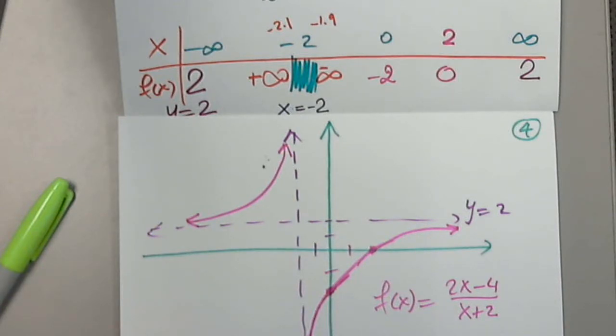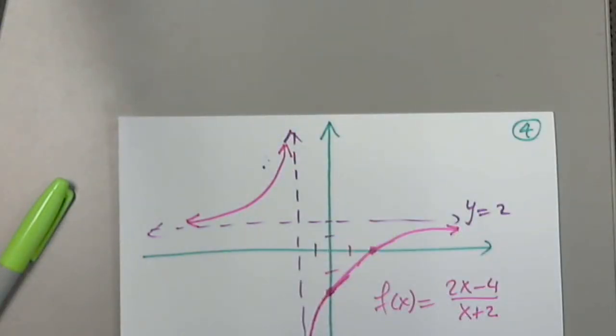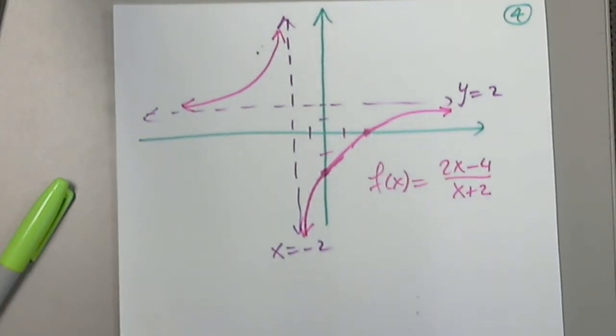So as expected, it's coming from above 2, approaching 2, going to positive infinity on the left-hand side of the vertical asymptote. On the other side, it's coming from negative infinity, crossing the y-axis, crossing the x-axis, and approaching 2 as x goes to infinity. This is our type 1. Any questions?